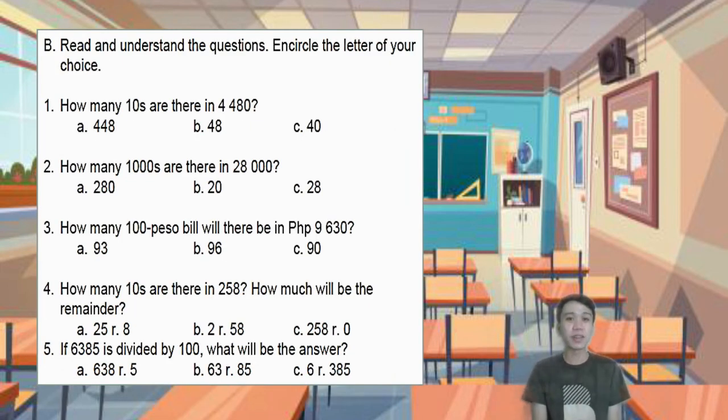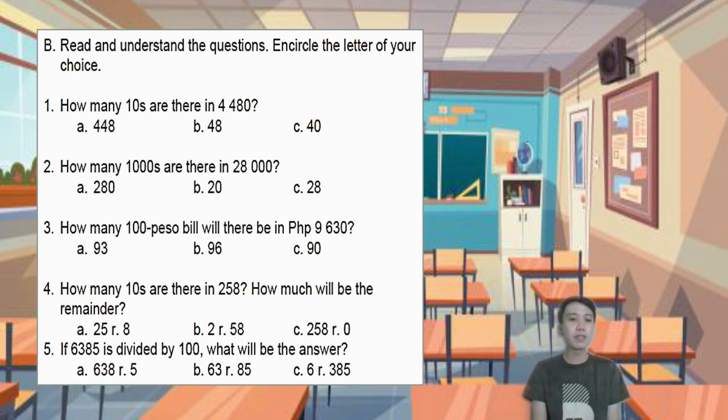Read and understand the questions. Encircle the letter of your choice. Number 1. How many tens are there in 4,480? A, 448. B, 48. C, 40. Number 2. How many 1,000s are there in 28,000? A, 280. B, 20. Letter C, 28.